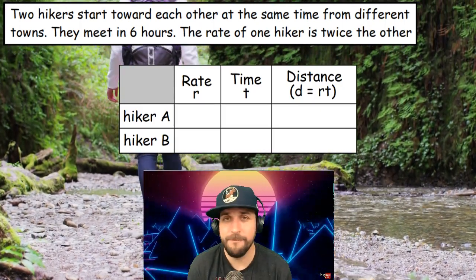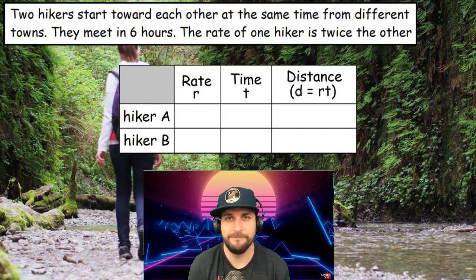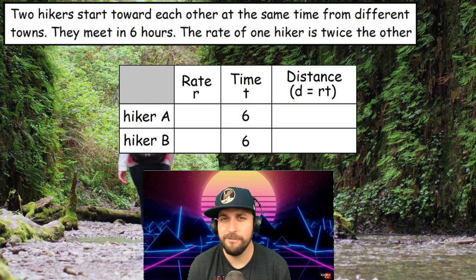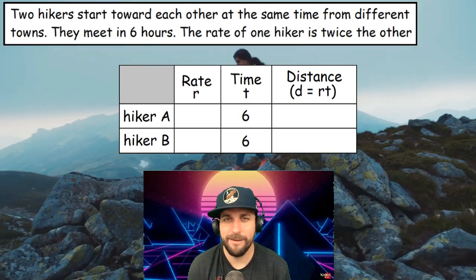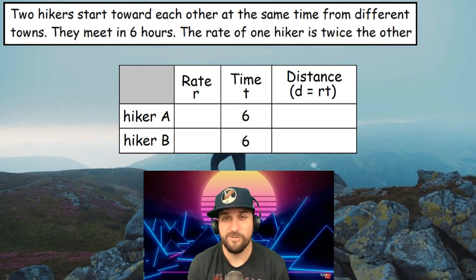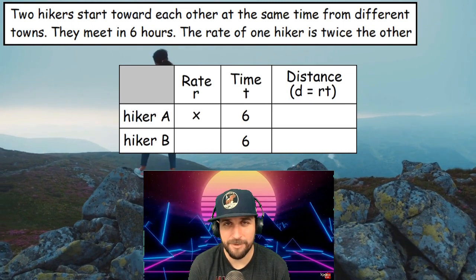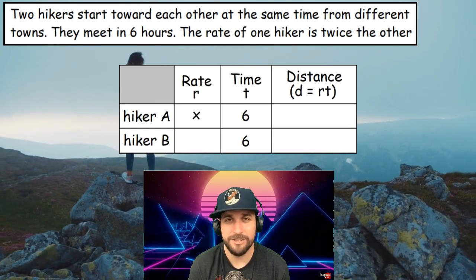They leave at the same time, so they've both been traveling. Their T, or their time, is 6. I don't know their rate, but I kind of know their rate. I know how they relate to each other. It says that the rate of one hiker is twice the rate of the other. So if hiker A was traveling at x miles per hour, hiker B was traveling at 2x miles per hour.